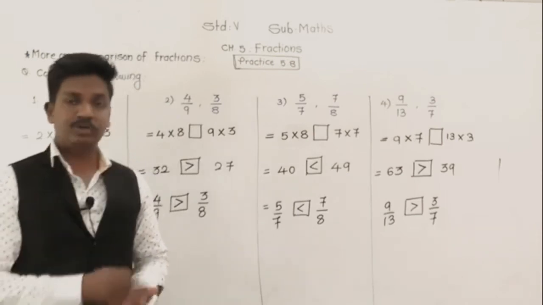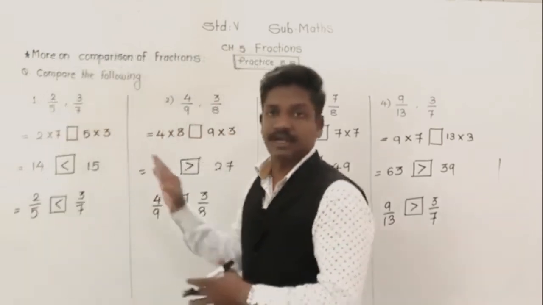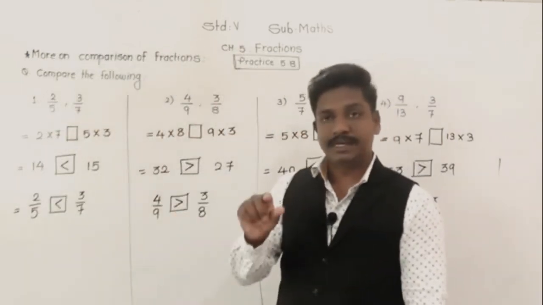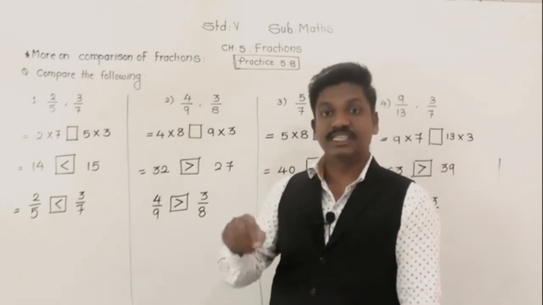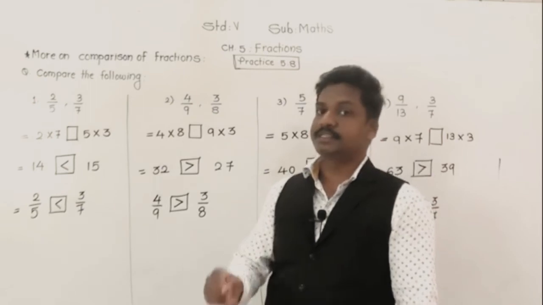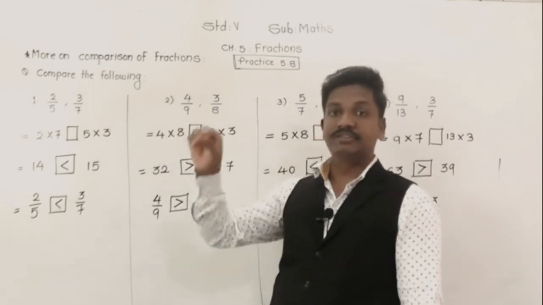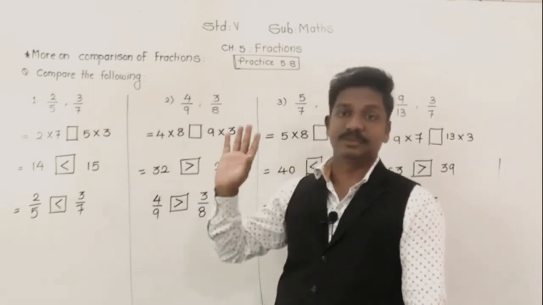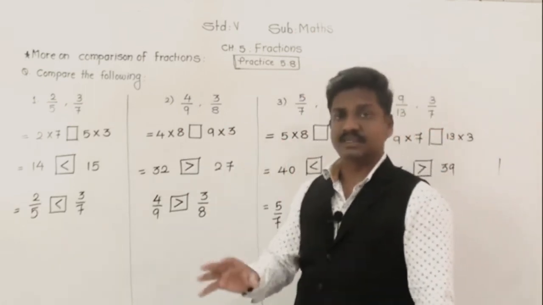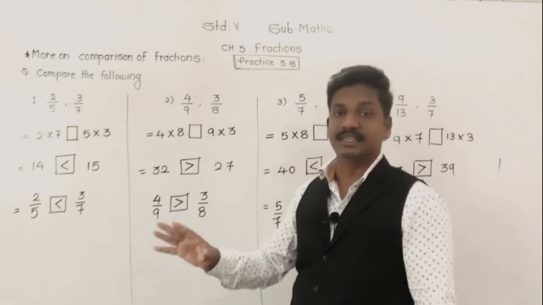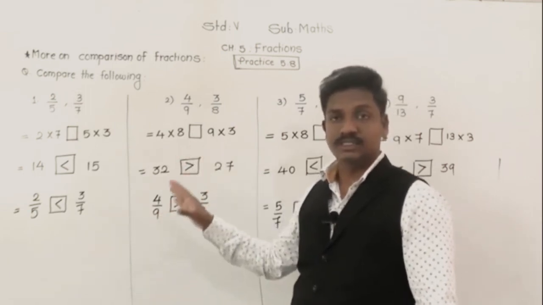The three types of comparison we have learned along with this: the comparison of fractions having same denominators, the comparison of fractions having same numerators, and the comparison of fractions having different denominators and numerators. So understand all these three comparisons clearly. If you have a doubt in this, you can ask.